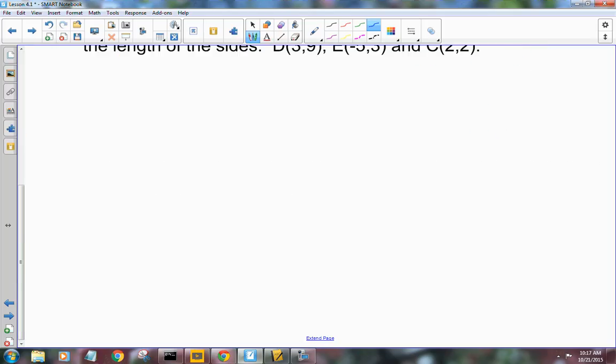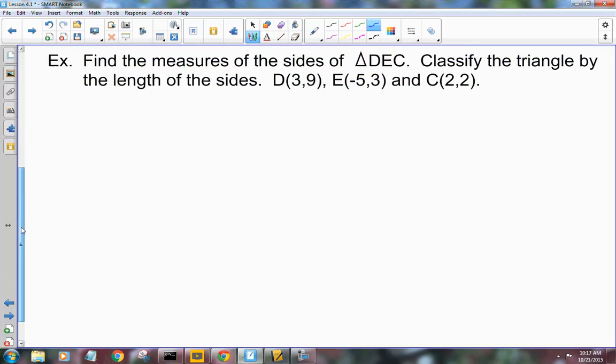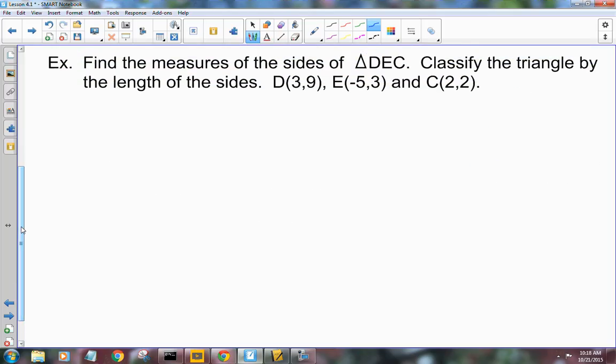Last one. Now in this one it says find the measures of the sides of triangle DEC. Classify the triangle by the length of the sides. And it gives you ordered pairs for each one of the vertices. Okay? Now in order to classify it by the sides, what do I need to know? I have to know the length of the sides, right?